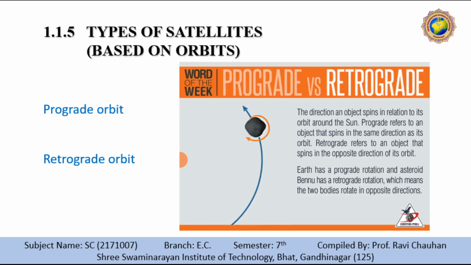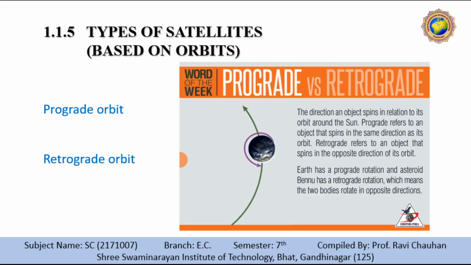Prograde orbit: this orbit has an inclination of less than 90 degrees. The direction is the same as the direction of the rotation of the primary planet, just like our Earth. In the retrograde orbit, this orbit has an inclination of more than 90 degrees, and its direction is counter to the direction of the rotation of the planet, the reverse of our planet's rotation. Only a few satellites are launched into this retrograde orbit because the quantity of fuel required to launch them is much greater than for the prograde orbit.